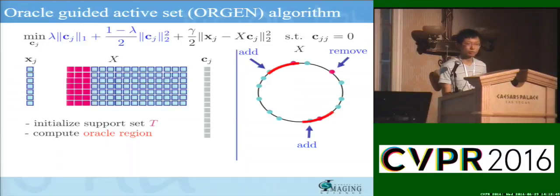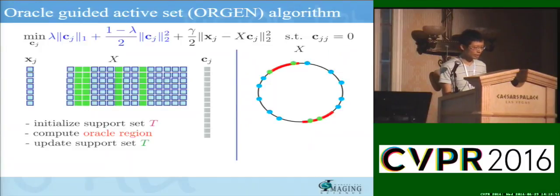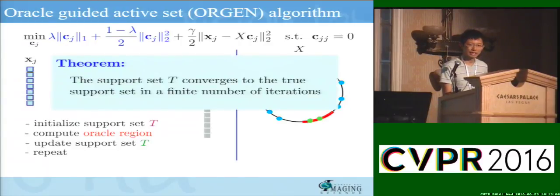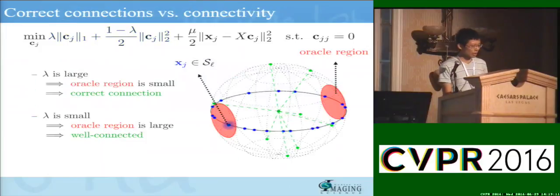And what we do is that we add the first one and remove the second one. And we update the oracle region so that it contains the point that currently lies in the oracle region. Alright? And then we repeat this procedure to update the support set. And what we show is that the support set T converges to the true support set in a finite number of iterations. Okay.